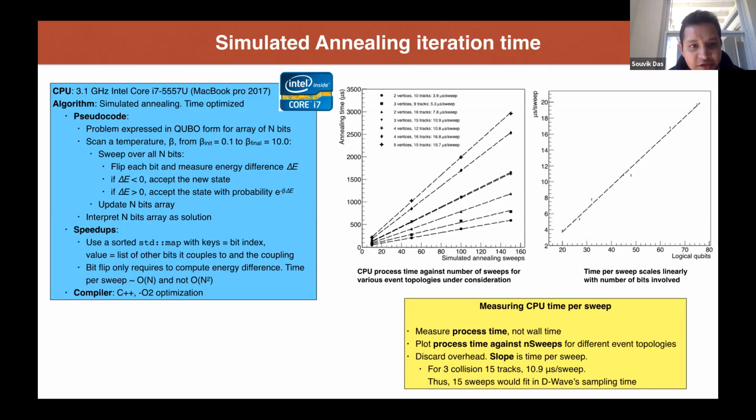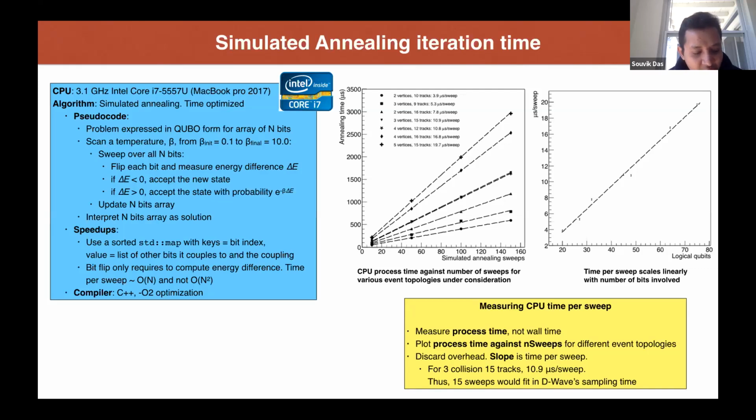If the energy difference is less than 0, we accept the new state of the bit string. If the energy difference is greater than 0, we accept the state with probability e to the power of minus beta times delta E. Then, out of the for loop, we update the n-bit array, and eventually, outside it, we interpret the n-bit array as a solution.